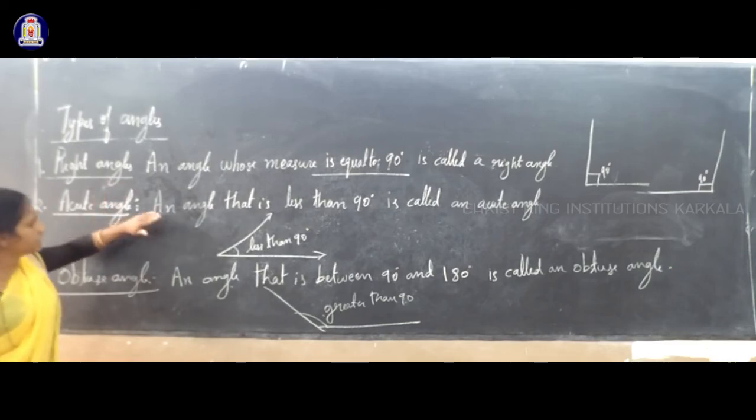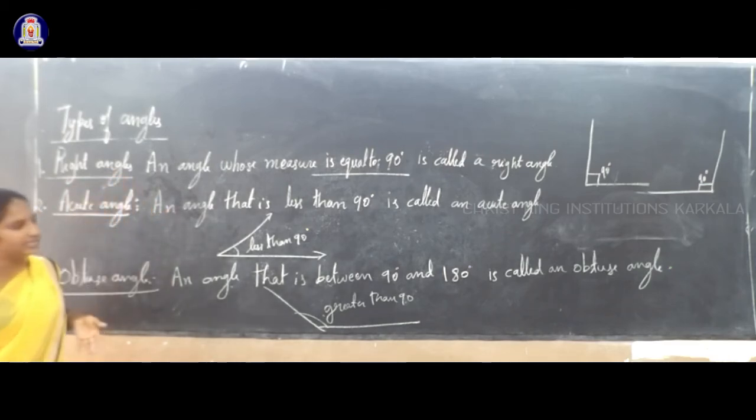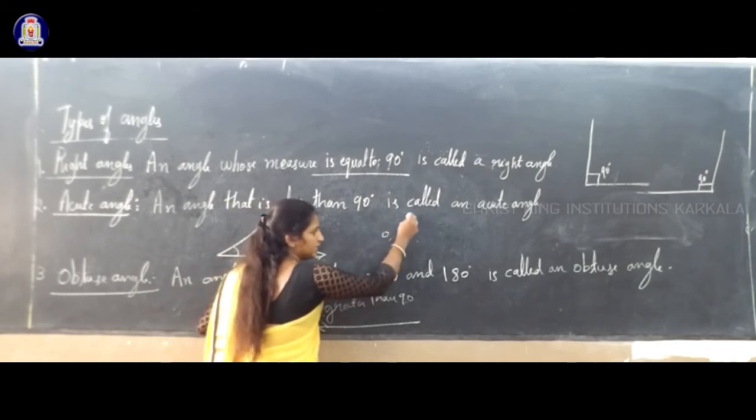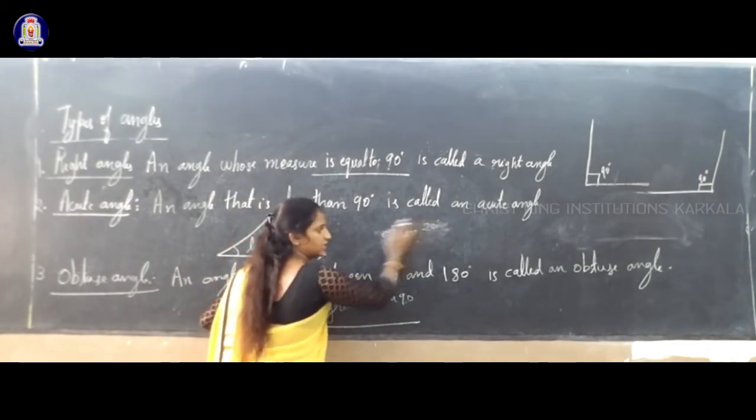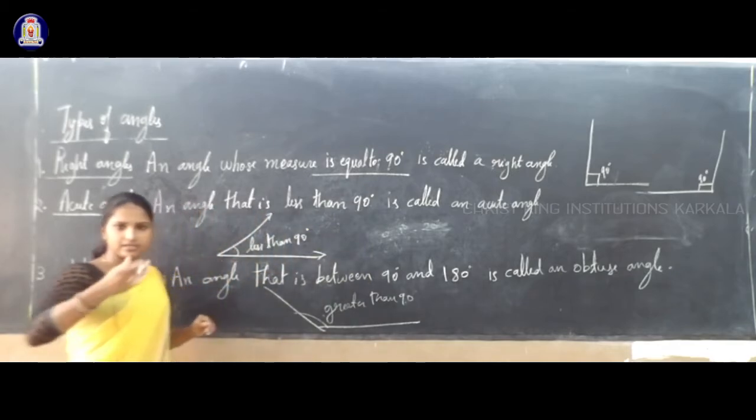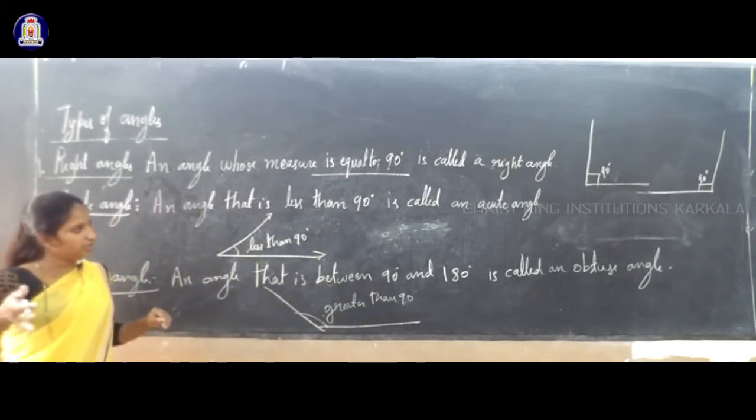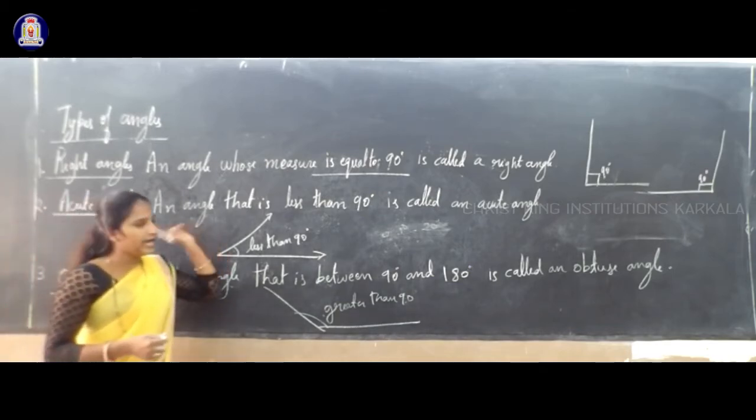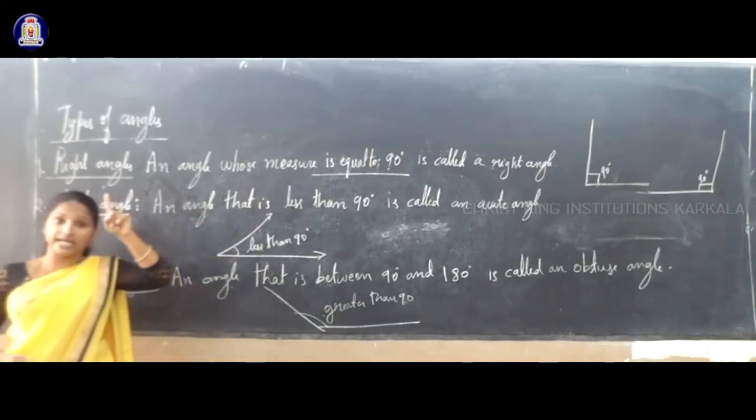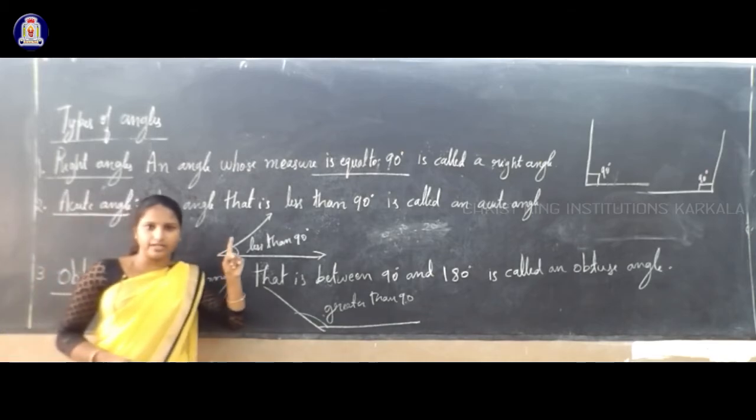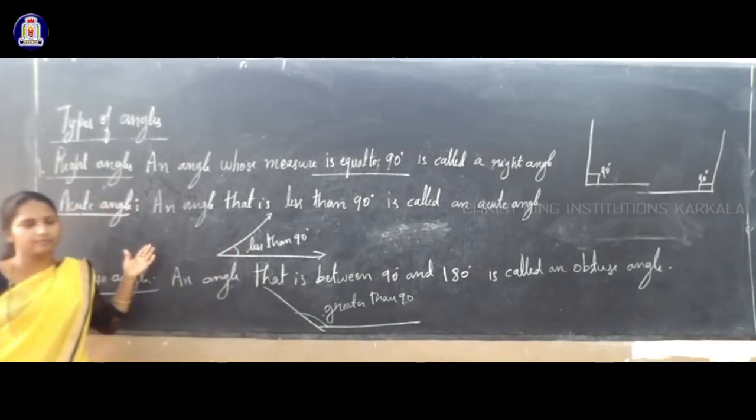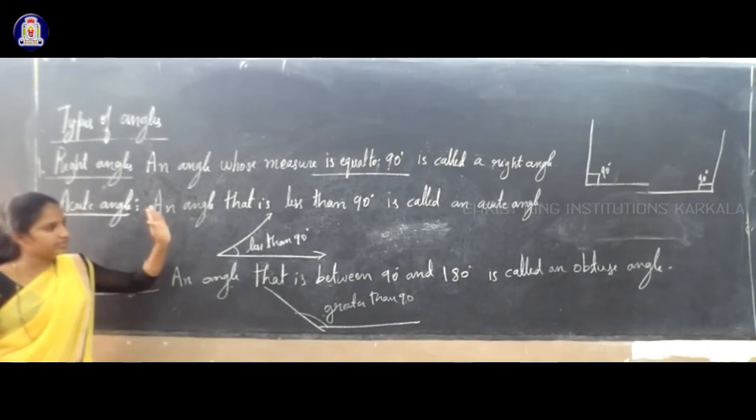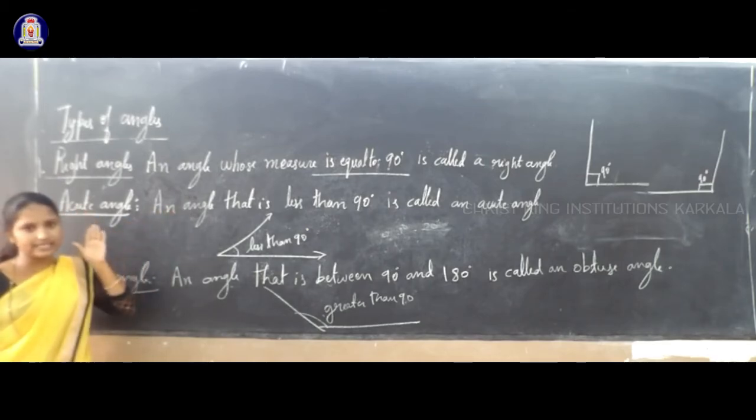But if you get an angle that is less than 90, less than 90 means it may be 0, 10 degrees, 20, 30, 40, 50, 60, 70, 80. So, less than 90 degrees are called acute angles. It may be 89 degrees, clear? 87 degrees. All these angles are examples of what? Acute angles. So that is less than 90.